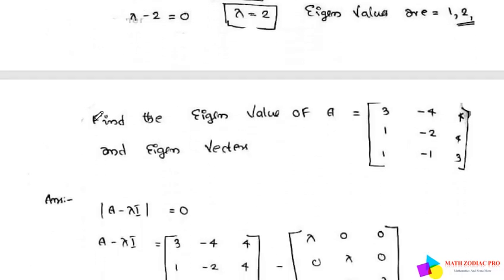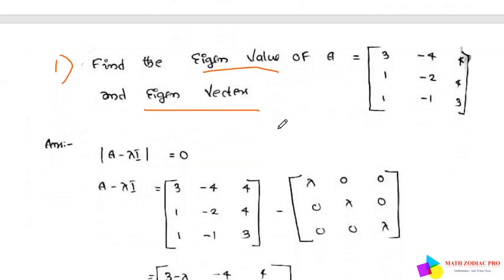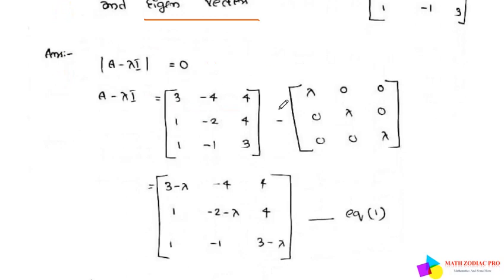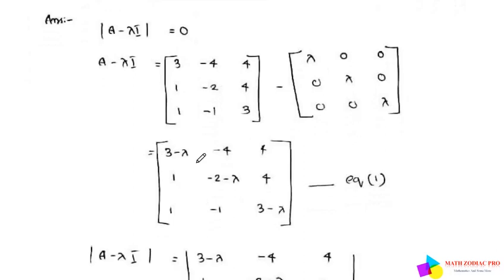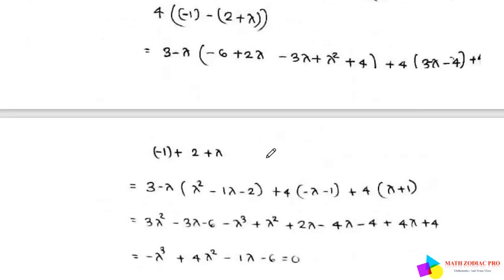find the eigenvalues and eigenvectors of matrix A. Okay, so here we have to find eigenvalues and eigenvectors. Okay, so first one, find the eigenvalues. Okay, so A minus lambda I. So we have to get A minus lambda I equal to 3 minus lambda, minus 4, 4; 1, minus 2 minus lambda, 4; and 1, minus 1, 3 minus lambda. Okay, and find the determinant of this matrix.